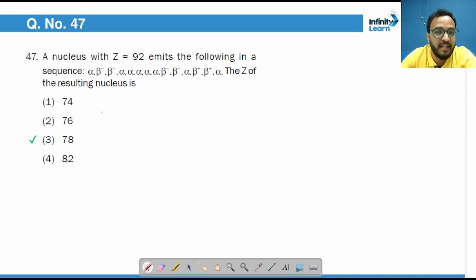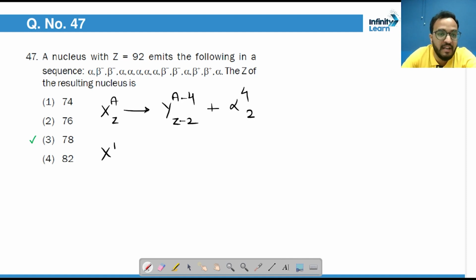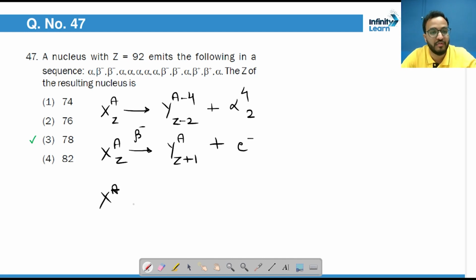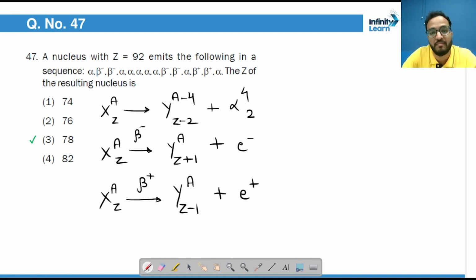This is amazing. Whenever X with mass number A and atomic number Z undergoes an alpha transition, it becomes Y with A minus 4 and Z minus 2. Whenever it goes through beta negative transition, it remains A but Z plus 1, as one electron goes out. Whenever it shows beta positive transition, it remains A and Z minus 1, and one positron comes out. Remember these things.